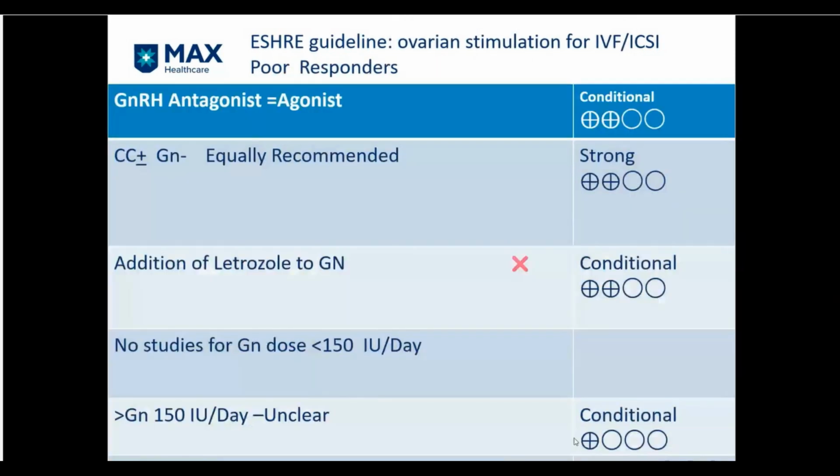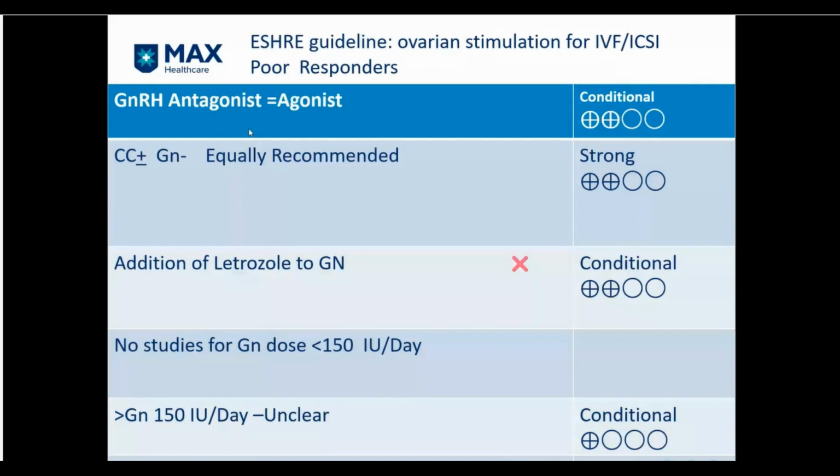Coming to the poor responders, in poor responders the GnRH antagonist works equally good as the agonist protocol. However, this is conditional. At times we see both the pros and cons. We start with the antagonist protocol, we don't find the follicles get stimulated, and in the agonist protocol there might be so much suppression. But the literature and all the studies, the meta-analysis, show that GnRH antagonist works equally well as the agonist protocol.